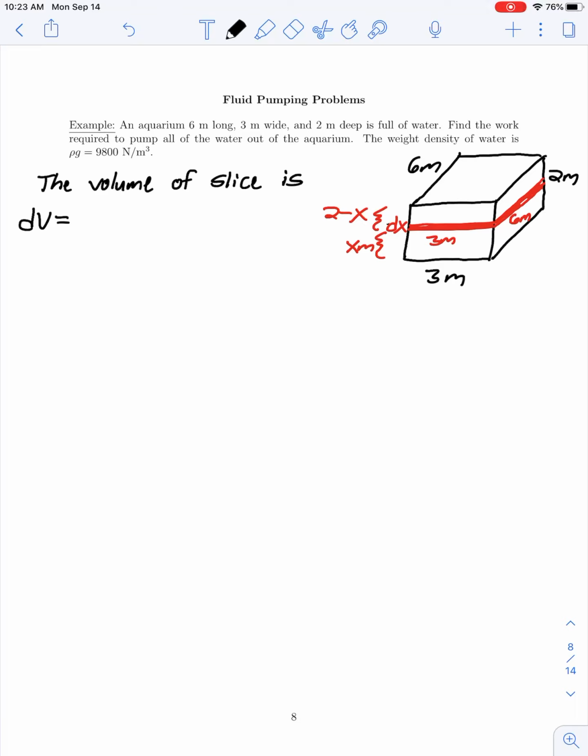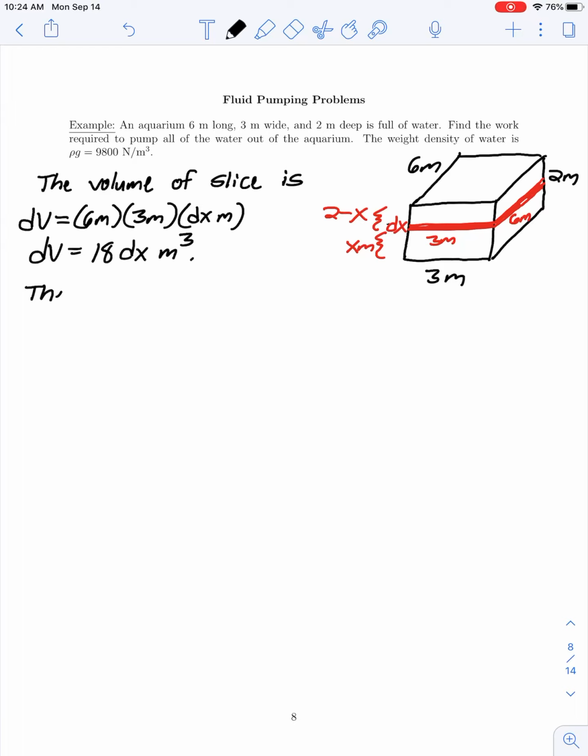And it's given by a length, which was 6 meters, by width, which was 3 meters, by height or depth, which was dx meters. So we have a volume of 18 dx cubic meters. So once I have the volume of my slice in cubic meters, I could multiply by its weight density to get the weight of this slab or the force needed to move this slab.